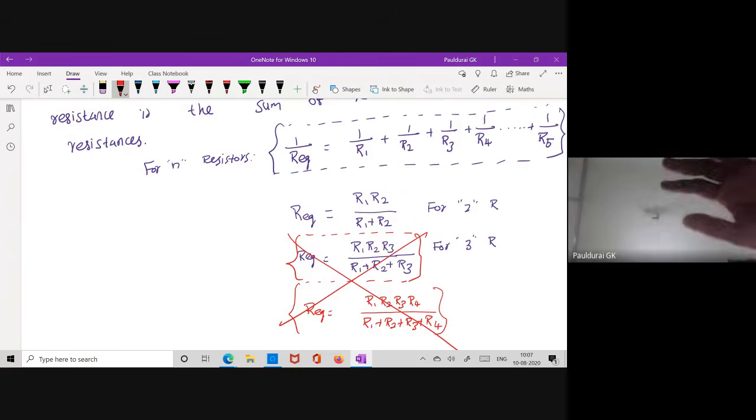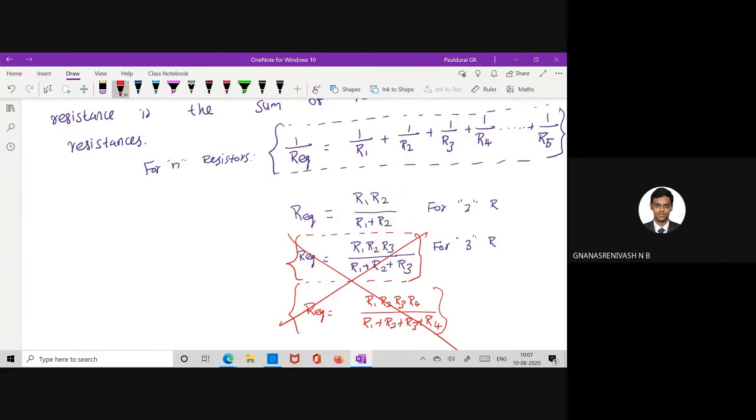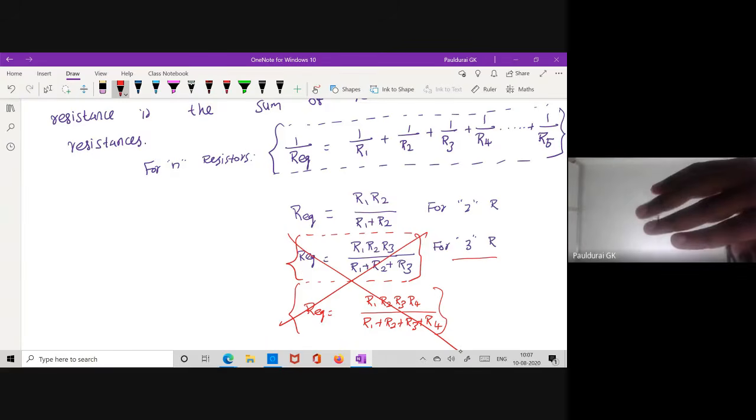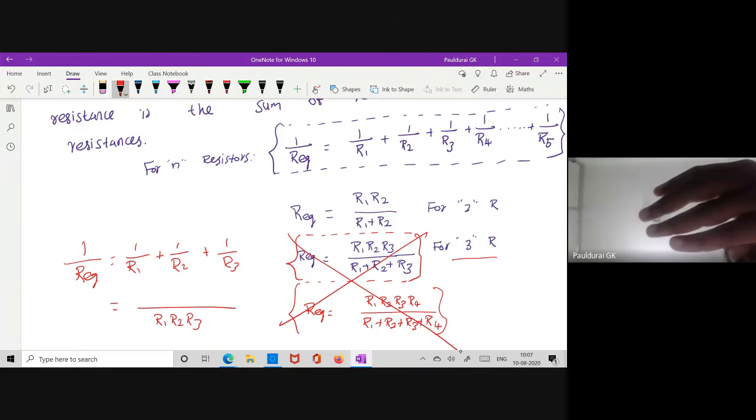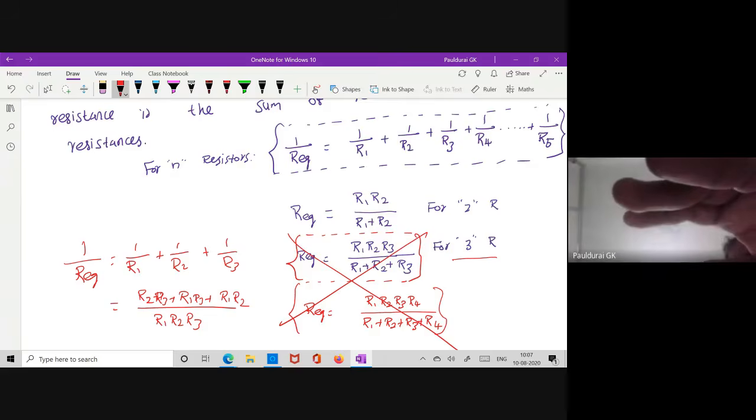புரியுதா நான் என்ன பேசுறேன்னு? டினாமினேட்டர்ல R1 R2 plus R2 R3 ரெஜிஸ்டரை பேரலா கனெக்ட் பண்ணா அப்ப நமக்கு என்ன ஃபார்முலா தெரியணும்? 1 by R equivalent which is equal to 1 by R1 plus 1 by R2 plus 1 by R3. If you will take LCM, what will happen? So this is R1 R2 R3. So it becomes R2 R3 plus R1 R3 plus R1 R2.